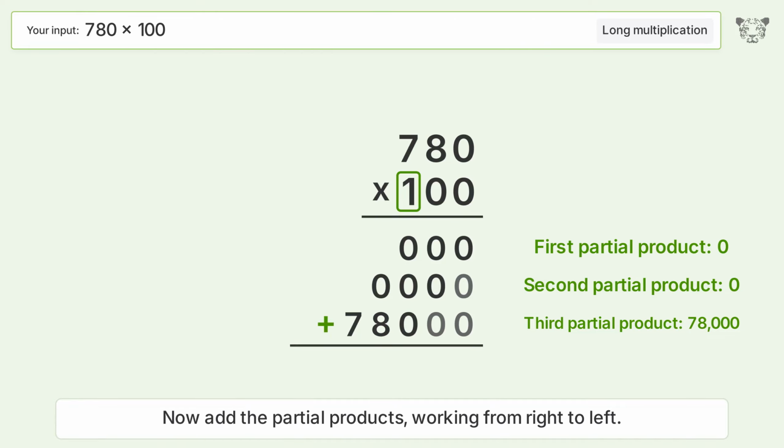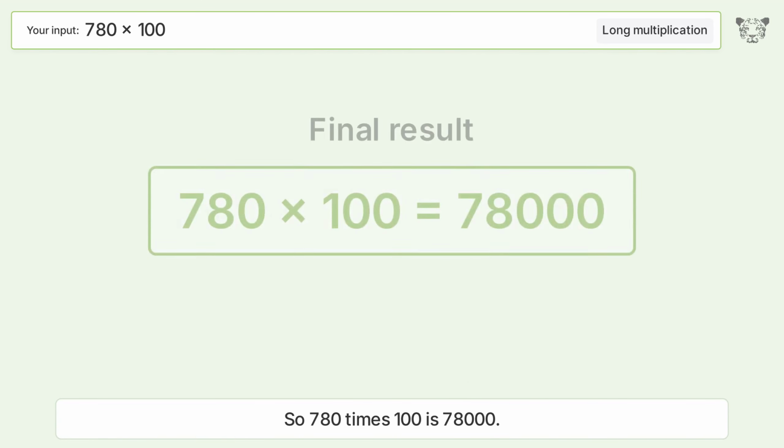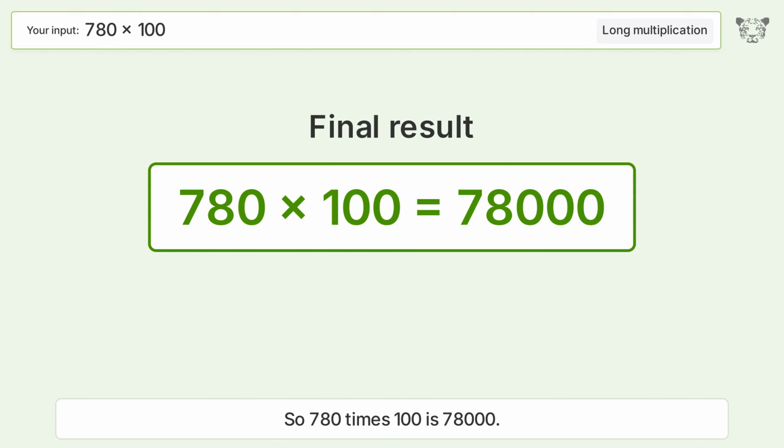Now add the partial products, working from right to left. The ones, tens and hundreds columns each add to 0. Move right to left, 1 column at a time. In the thousands column, 0 plus 8 is 8. In the 10,000s column, bring down 7. The product of the whole numbers is 78,000, so 780 times 100 is 78,000.